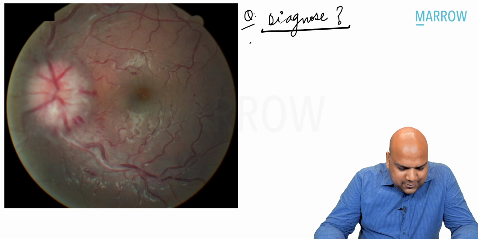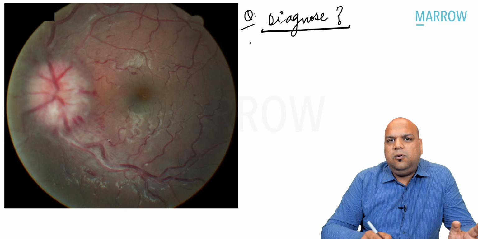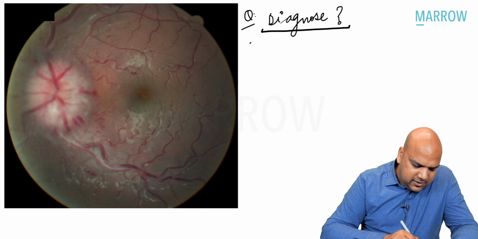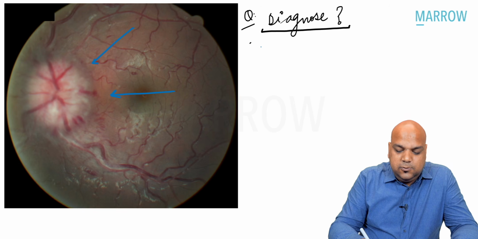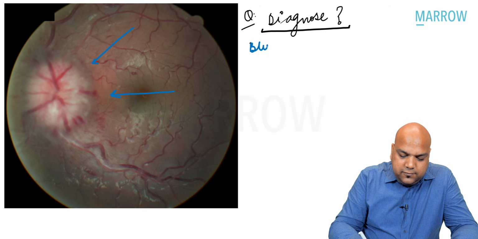Yes. What can you see? Sir, simple. I can see tortuous blood vessels. Sir, I can see some fibrosis. No, don't look at all that. Look at the main thing that the examiner is asking you. Look at the optic disc. What can you see in the optic disc? You can see blurring of disc margins.